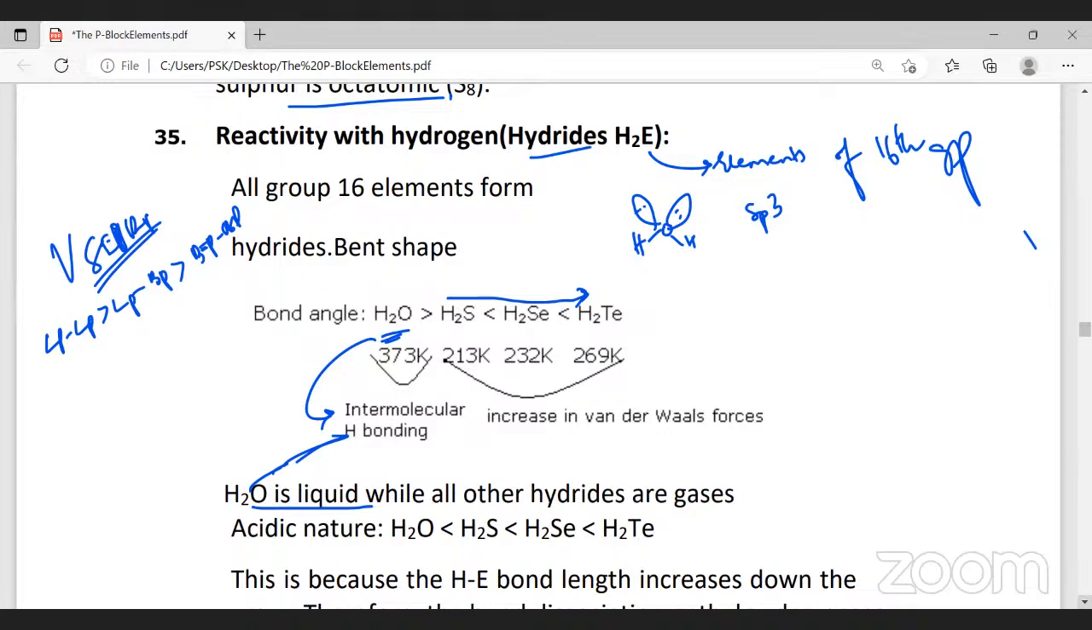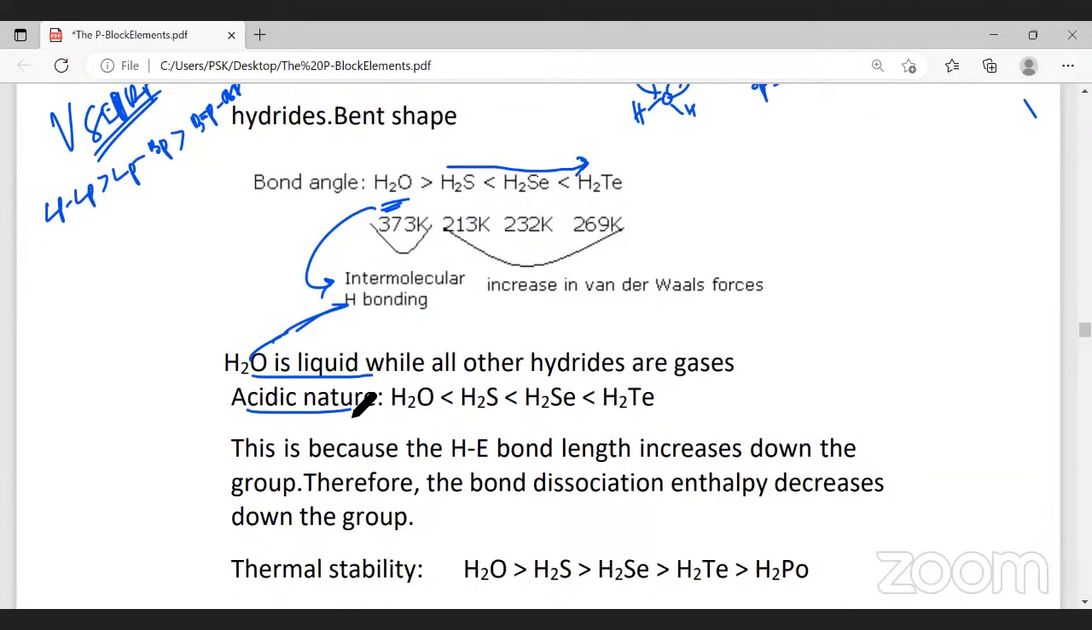Acidic nature. Water is less acidic compared to hydrogen sulfide, compared to H2Se, and compared to H2Te. This is because the bond length increases down the group. Therefore, bond dissociation enthalpy decreases down the group. Acidity is the ability of the molecule to release H plus ion. These are all bigger atoms. As the size of the atom increases, breaking the bond and giving the H plus ion becomes easier. Therefore, acidic nature increases.